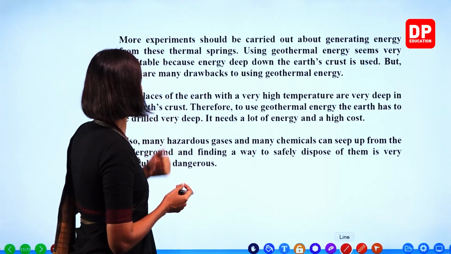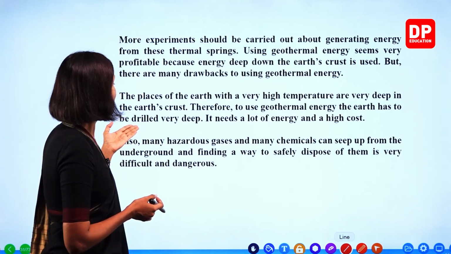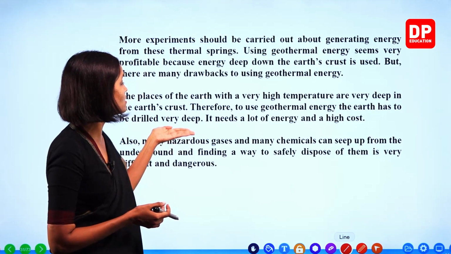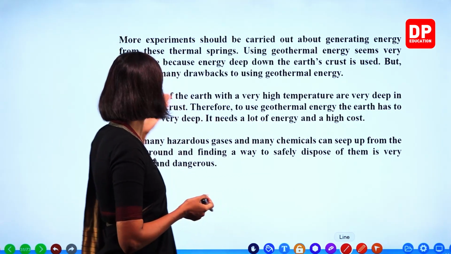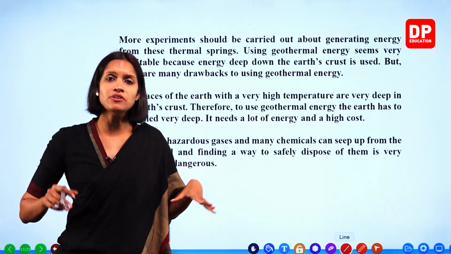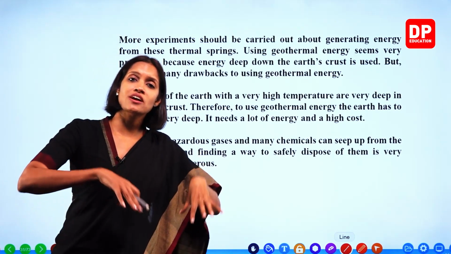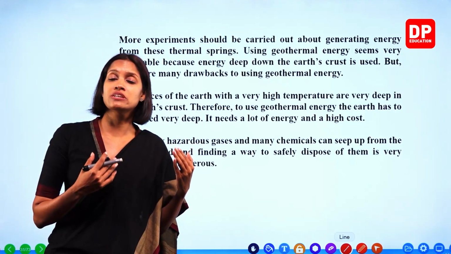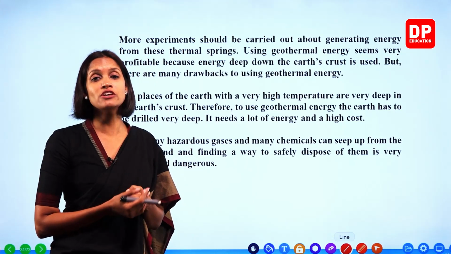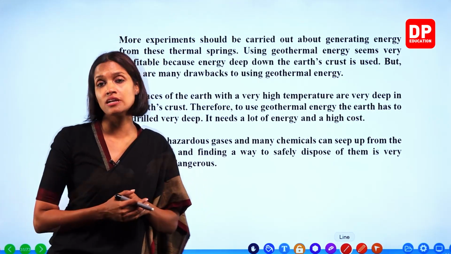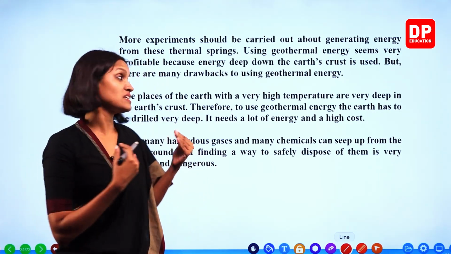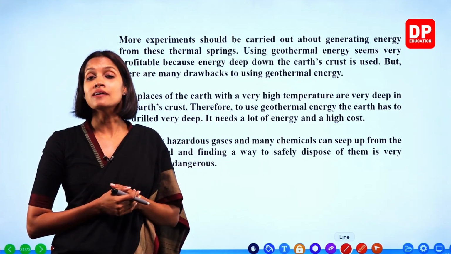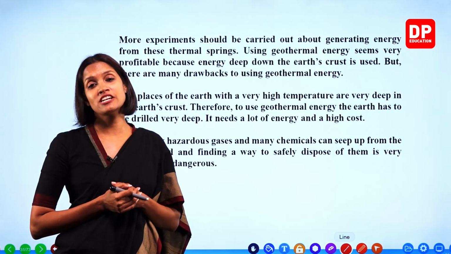Okay, children? And at the same time, look at this. Many hazardous gases and chemicals can seep up from the underground, and finding a way to safely dispose of them is very difficult and dangerous. Sometimes those toxic substances can be trapped inside the inner layers of the earth. So in order to generate electricity using geothermal energy, we need to drill the earth deep inside. If these places contain harmful chemical substances, they might be released. Right, children? This is also a disadvantage.